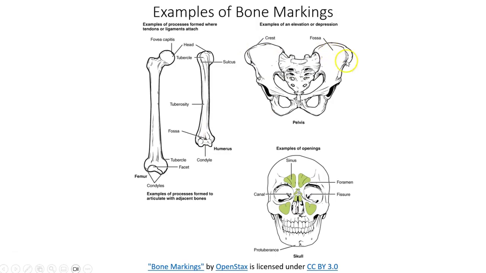The epicondyles also fall into those projection areas, all that kind of stuff. Crests or fossae, those are elevations or depressions. So we've got that iliac fossa on the coxal bone in the hip region, and then we've got some other fossae in other bones.